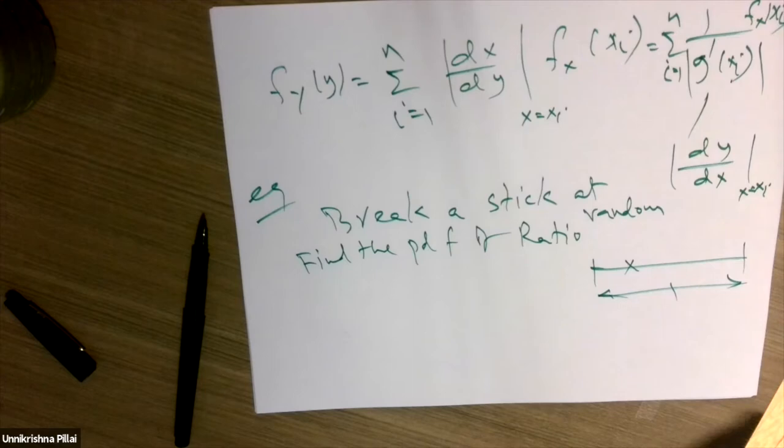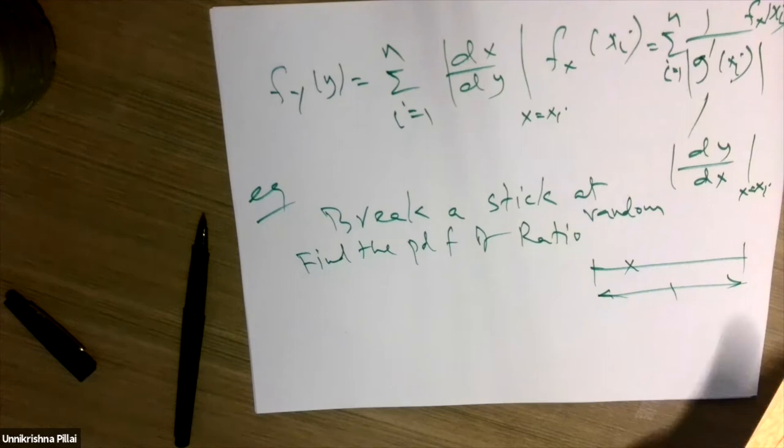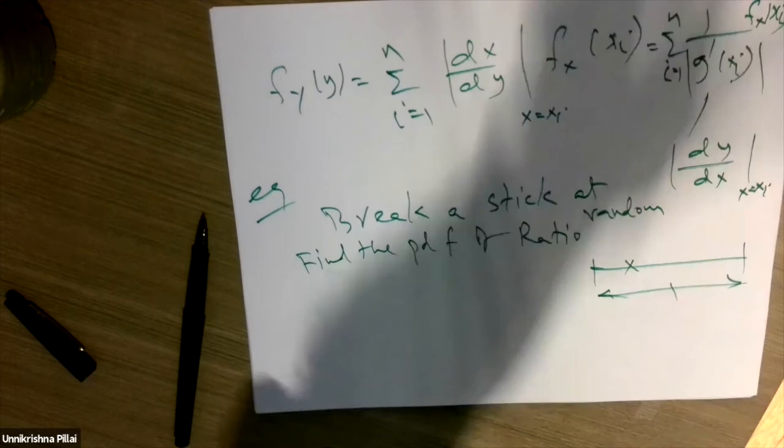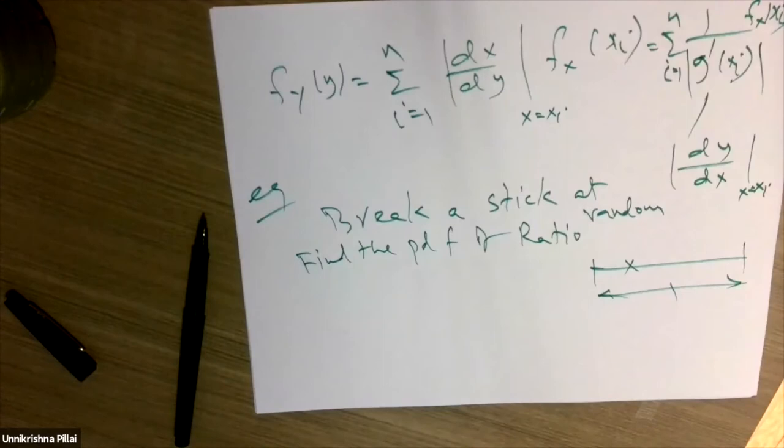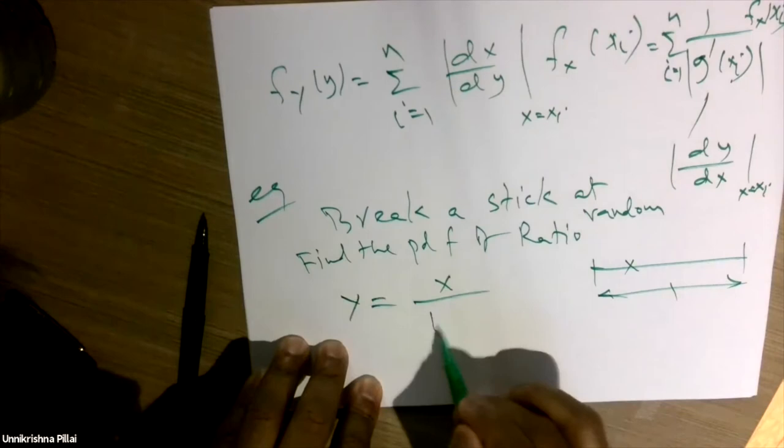So how do you characterize them? Anybody? If it is random, let's call one of them x, since we don't know the length because it's random. So the other one will be 1 minus x. So the ratio will be x to 1 minus x.